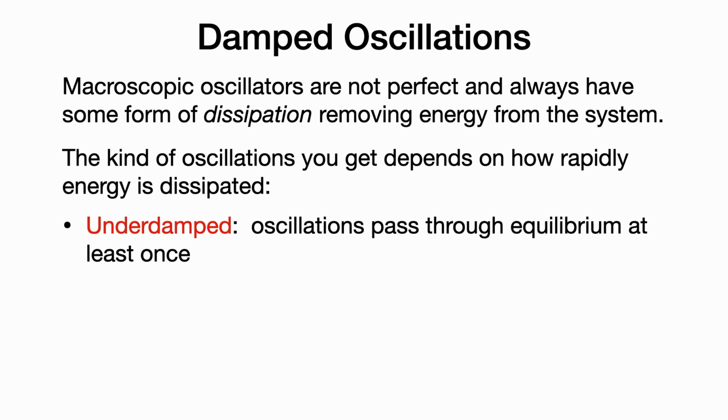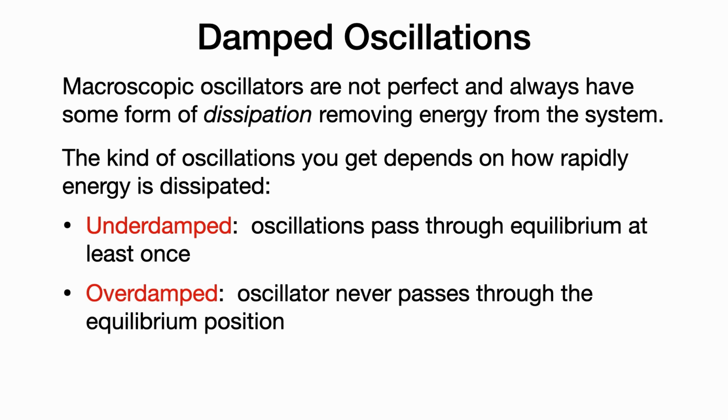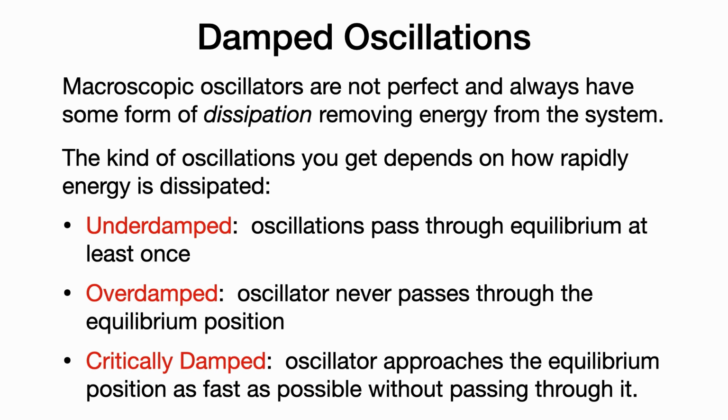For underdamped systems, oscillations will pass through the equilibrium position at least once. For overdamped oscillations, the oscillator never passes through the equilibrium position. And for a critically damped oscillator, the oscillator approaches the equilibrium position as fast as possible, but without ever passing through the equilibrium position. Critical damping represents the special case that occurs at the boundary between underdamped and overdamped oscillations.